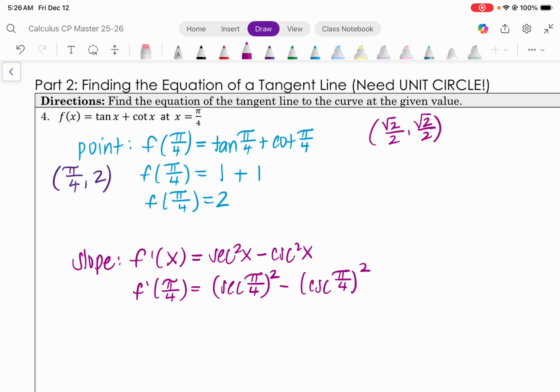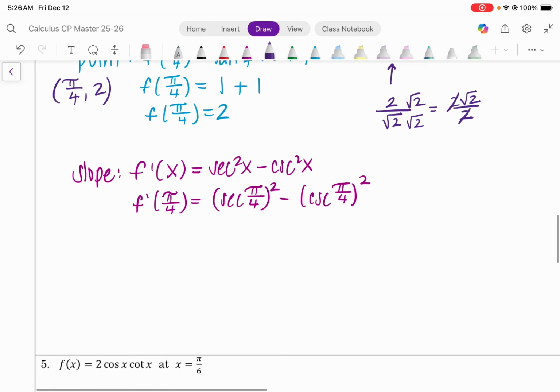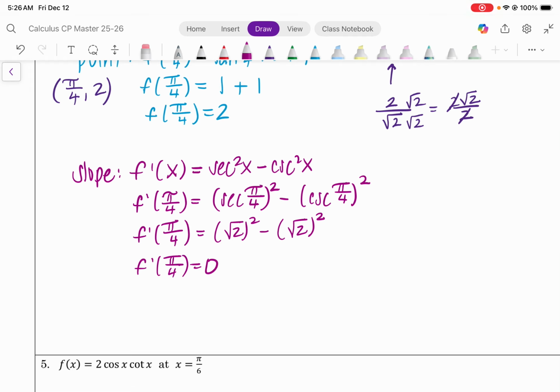So we go back to our unit circle again. Secant is flip the x coordinate and cosecant is flip the y coordinate. So if we were to flip over either of these coordinates, I'd have 2 divided by root 2, which I could quickly rationalize, which is 2 root 2 over 2, and the 2's actually cancel. So if I go and substitute this into this question, this will be root 2 squared minus root 2 squared, which is 2 minus 2, which gives me a derivative of 0 at pi over 4. So the slope of the tangent line is 0.